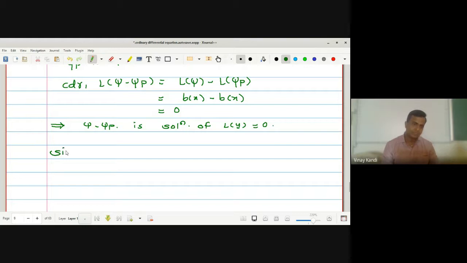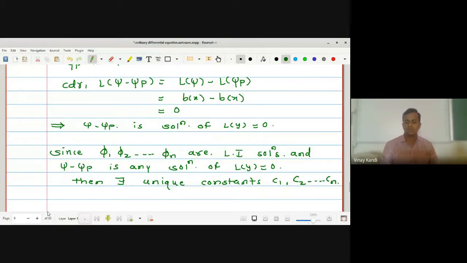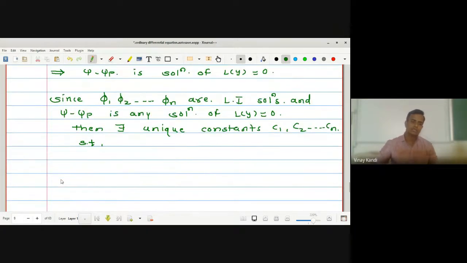Okay, since phi 1, phi 2 up to phi n are linearly independent solutions and psi minus psi p is any solution of L of y is equal to 0, then we know that there exists a unique constant C1, C2 up to Cn such that psi minus psi p is equal to C1 phi 1 plus C2 phi 2 plus up to Cn phi n.